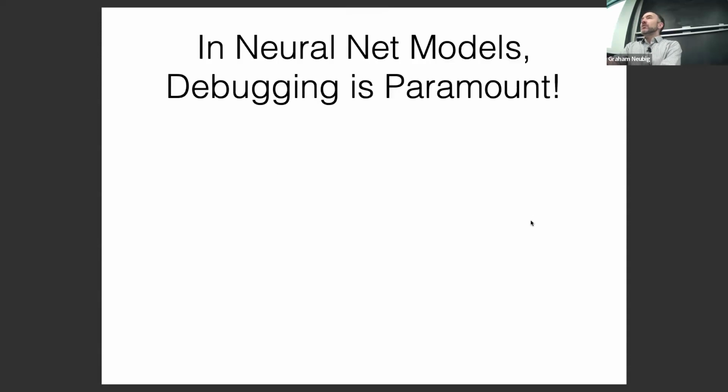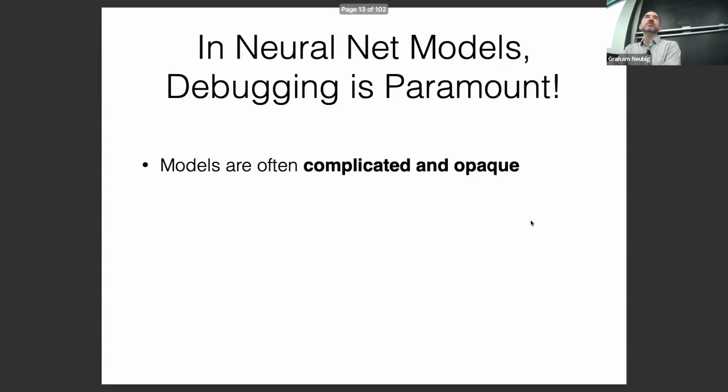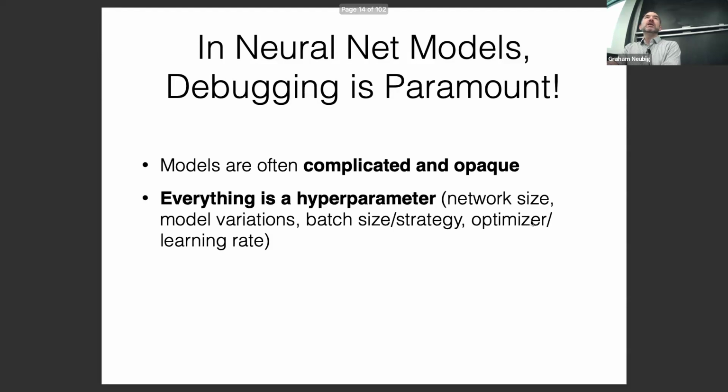So in neural network models, debugging is really important because they're opaque, they're unpredictable, and if you make little mistakes, they can cause big problems with your output. And another thing is that everything is a hyperparameter, including your network size, your model variations, your batch size, your strategy, your optimizer, and your learning rate.